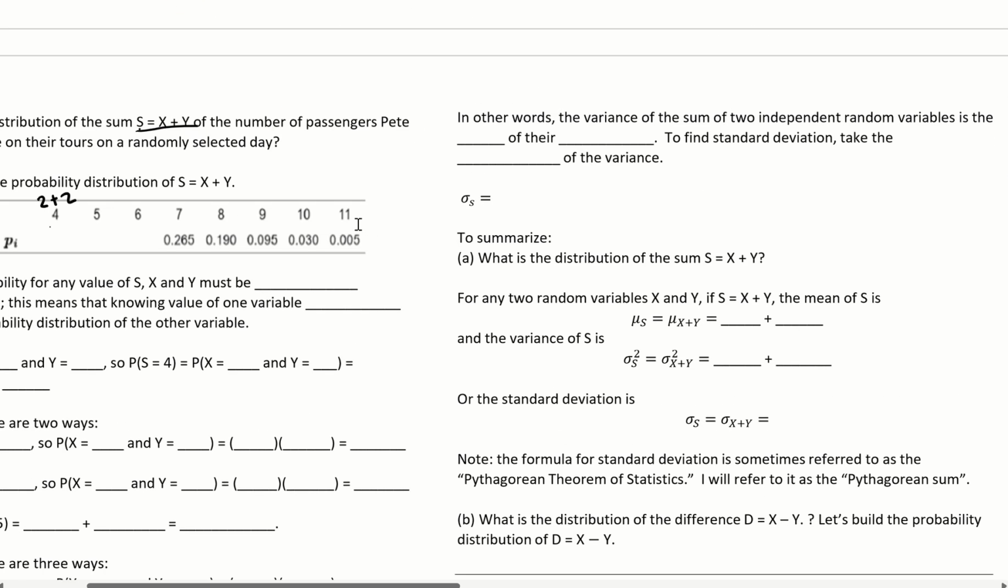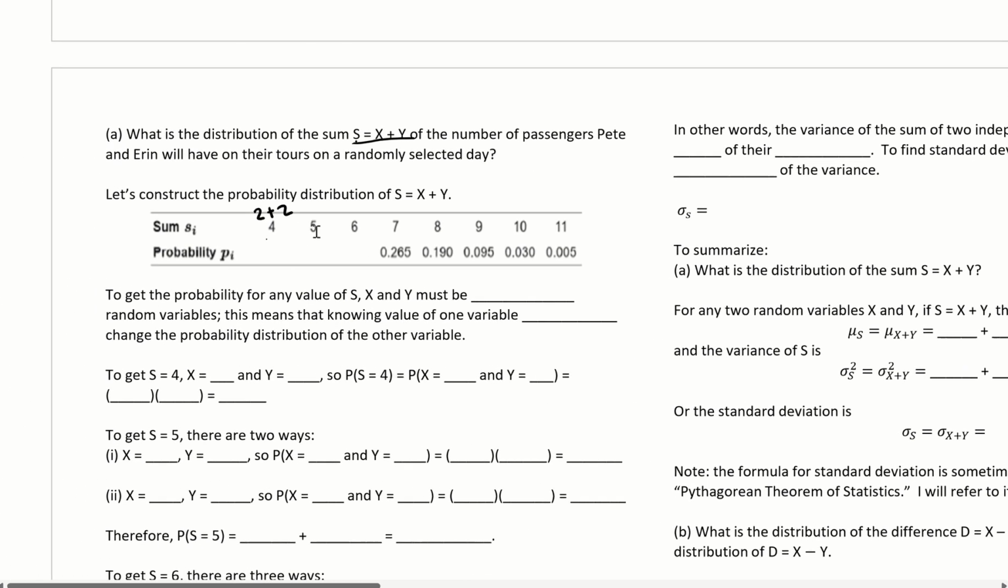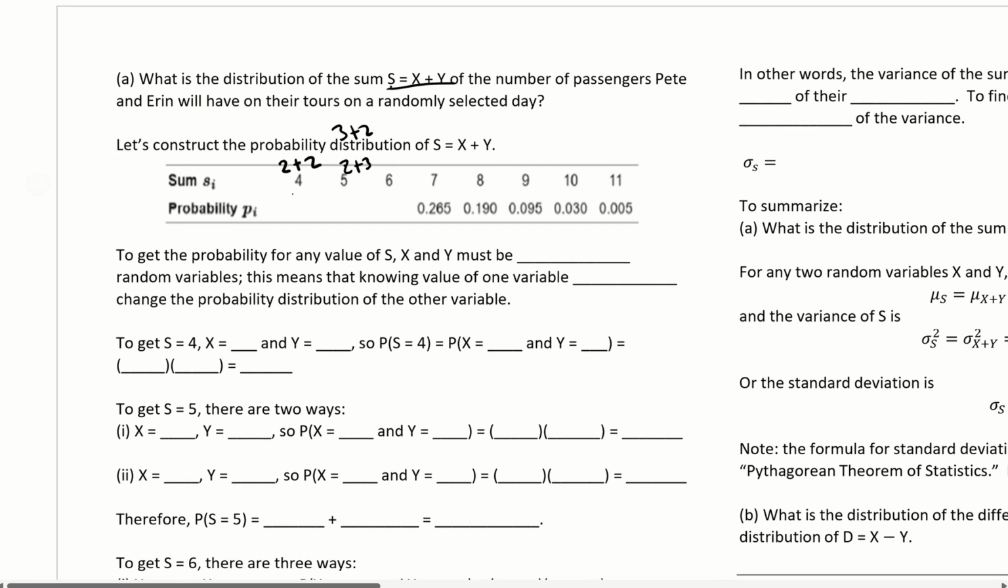All right, so that's what we're going to do here. So there's 2 plus 2, then 2 plus 3 and 3 plus 2, and so on and so forth. Let's calculate the probability of getting a sum of 4, 5, and then 6. To get the probability for any value of S, X and Y must be independent from each other. So Pete's business and Erin's business have to be independent, and that's what we're assuming from the get-go, which makes sense.